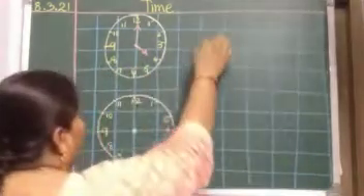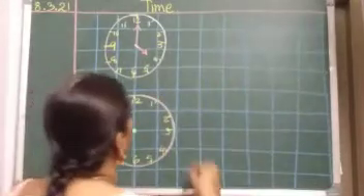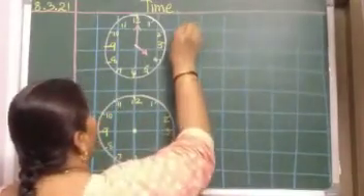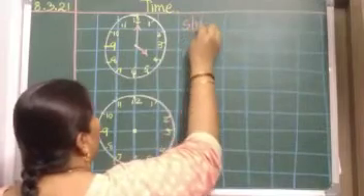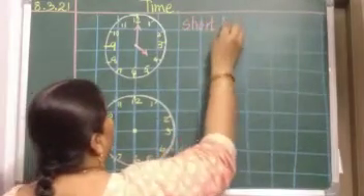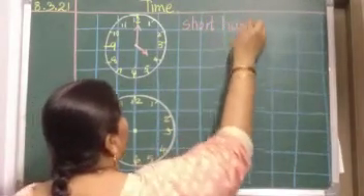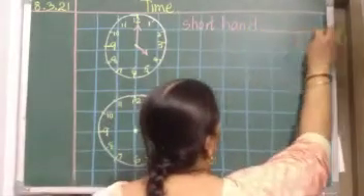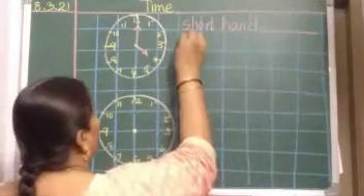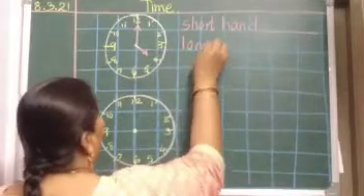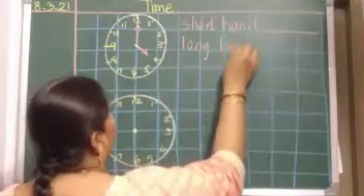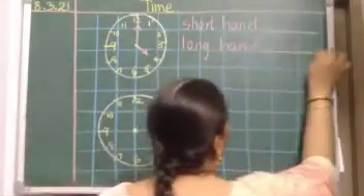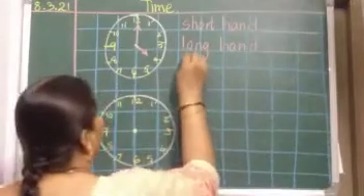And this side you have a place. So what should you write? Here you should write short hand, S-H-O-R-T, short hand, dash, long hand, dash and time.